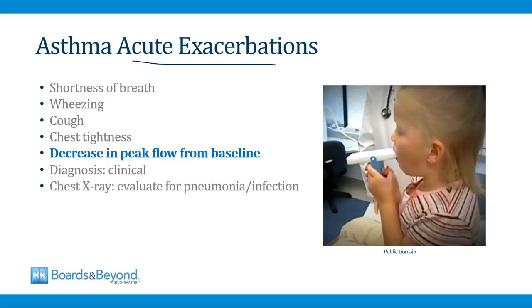Children or adults with asthma who present with an acute exacerbation of asthma will have the symptoms we talked about before. They'll have shortness of breath, wheezing, cough. They can have chest tightness. They will have a decrease in peak flow from baseline, so children with asthma are taught to measure their peak flow regularly, and if it begins to decline, that's a sign that they may be developing asthma. The diagnosis is clinical, as we talked about before. However, almost always a chest x-ray is obtained, and that's to evaluate for pneumonia or other pulmonary infection that may have triggered the asthma exacerbation.